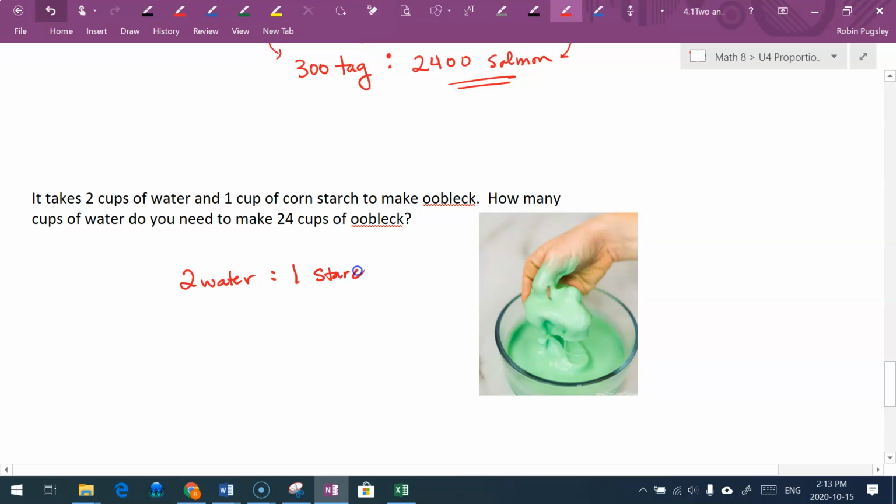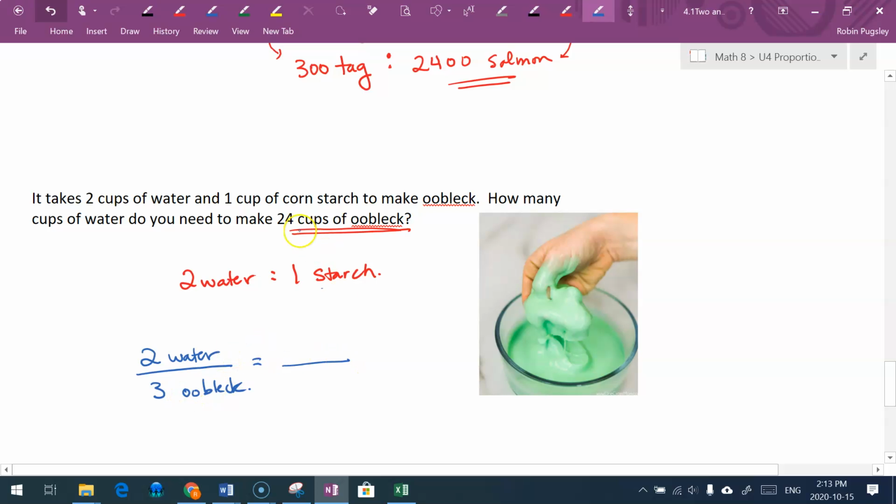Okay, this is where it gets a little tricky, because I now want to make 24 cups of oobleck. The recipe is a 2-to-1. It's a part-to-part ratio, right? What fraction of the oobleck is water? Well, 2 parts is water and 1 part starch, so we have 2 parts water for 3 parts oobleck. 2 plus 1 gave me the 3. So sometimes in your ratio, you have to add them together to find the total.